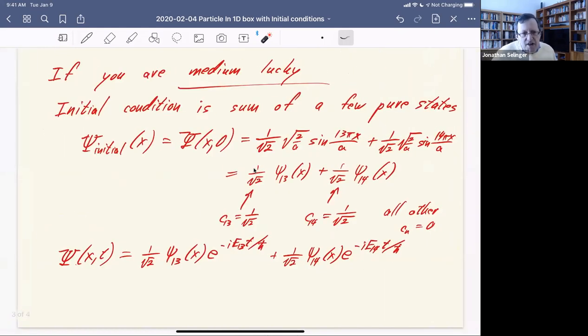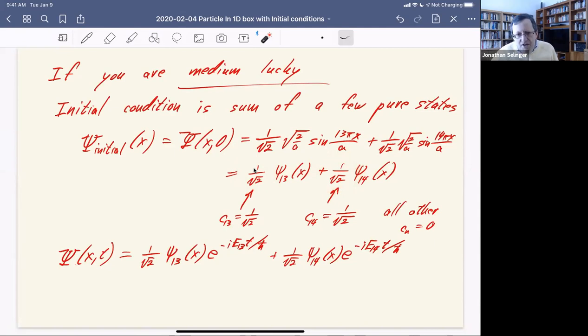Now, if you are not that lucky, but you're sort of medium lucky, then maybe the initial condition is the sum of a few of the pure states. Right? So here in this example, maybe the initial condition just happens to be a sum of state number 13 and state number 14. Right? So in that case, we could read off what are the coefficients of state 13 and state 14. That tells us those coefficients. All the other coefficients are 0.